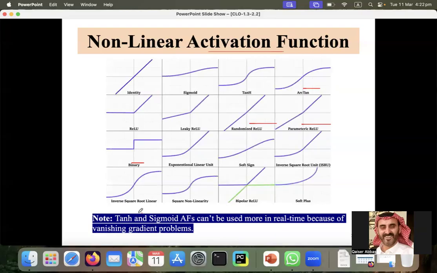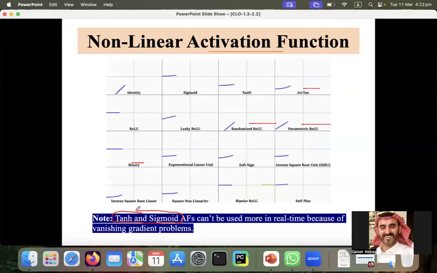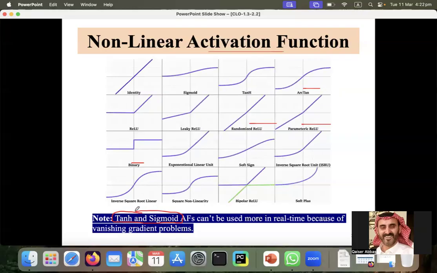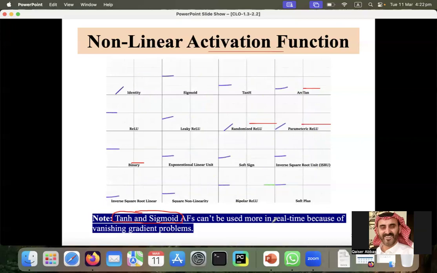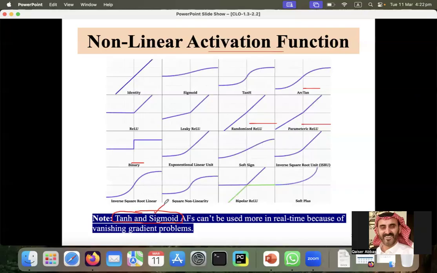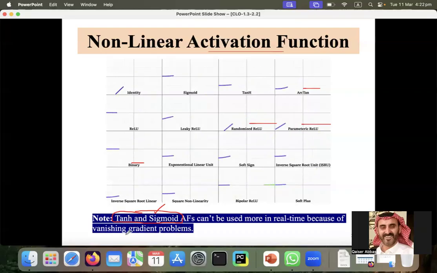One piece of information is that the tanh and the sigmoid activation functions cannot be used in real-time models. If, for example, you want very quick, real-time results, then you should not use tanh and sigmoid in those models. Why? Due to this problem. And what is that problem? The vanishing gradient problem.